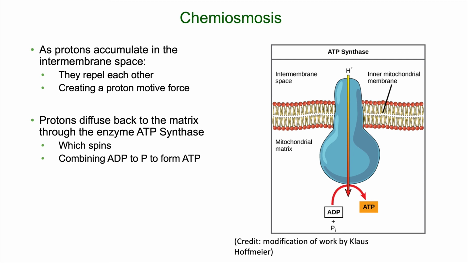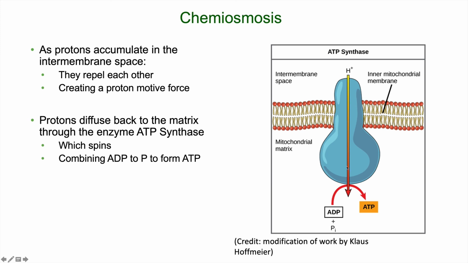Those protons that accumulated, again, they're repelling each other. They're pushing against each other up here. They don't want to stay here. But the only way they can get back to the matrix is through a fourth protein, which is an enzyme called ATP synthase. And when the protons diffuse through ATP synthase, it causes this enzyme to spin. And the mechanical energy of its spinning puts a phosphate on ADP to make ATP.